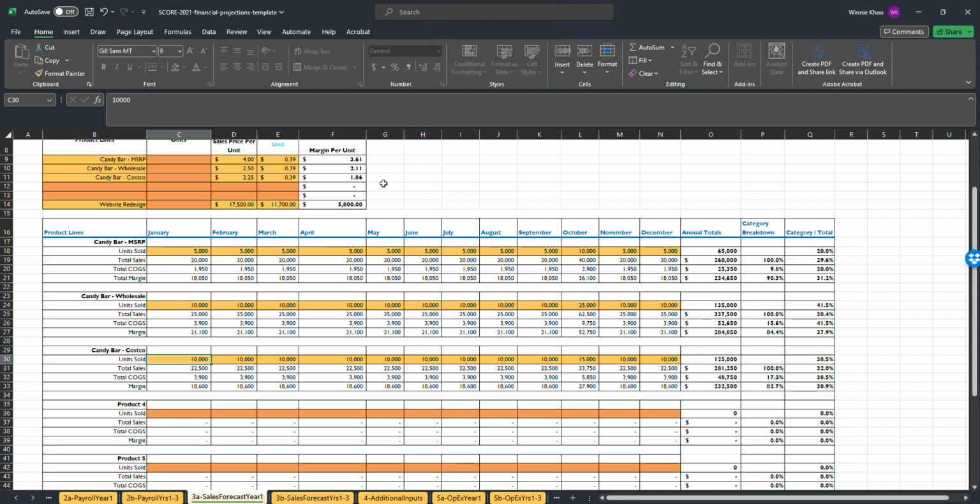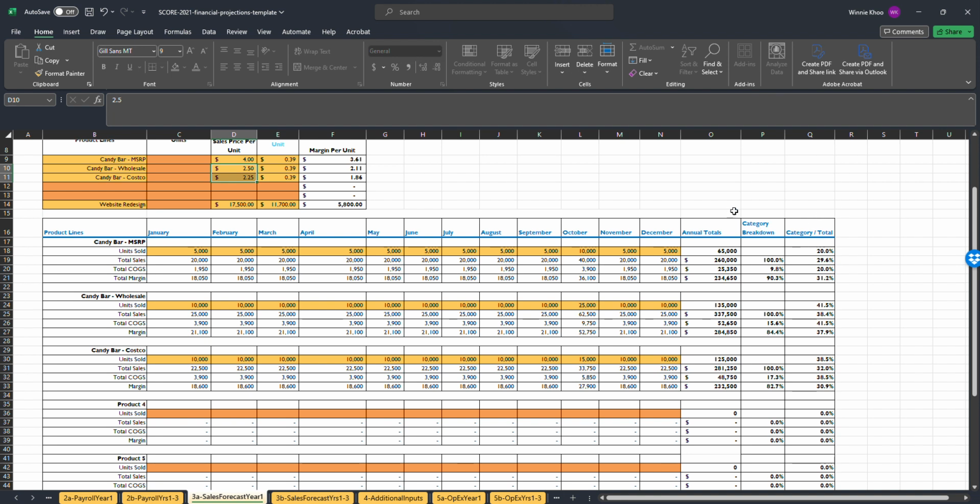And over time, for successful food CPGs, or consumer packaged goods, the wholesale and retail channels, these 2 channels, will drive a majority of the revenue for the business. So it's important to make sure that the sales prices that are set for these channels are profitable.